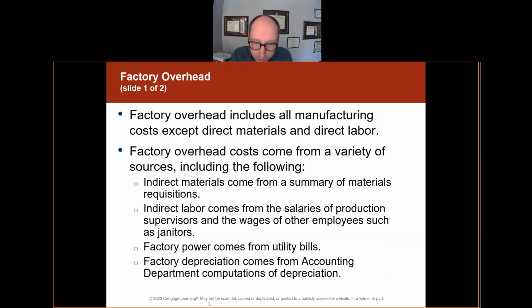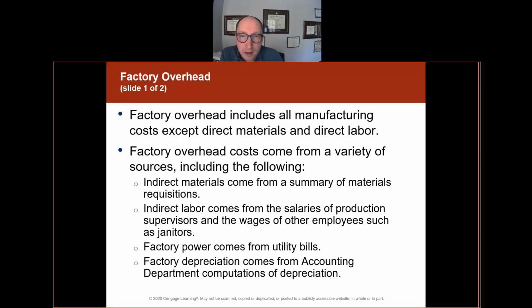Now, what about factory overhead? As we mentioned before, factory overhead is one of those indirect costs. We cannot directly trace the factory overhead to the manufacturing process for each unit. However, there are a couple of methods that we would use.